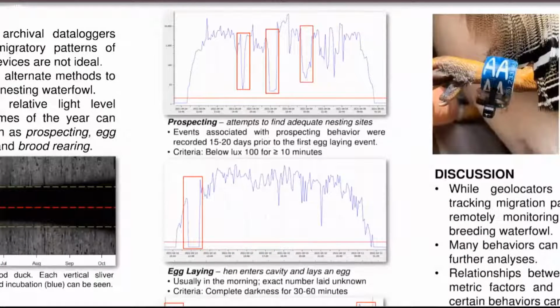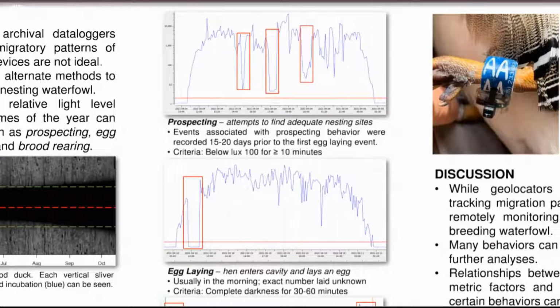The first of our breeding events is prospecting. This is when a hen attempts to find adequate nesting sites by going in and out of nest cavities. The events associated with prospecting behavior were recorded 15 to 20 days prior to the first egg being laid. The criteria for a prospecting event is a light level reading of below 100 for more than 10 minutes.